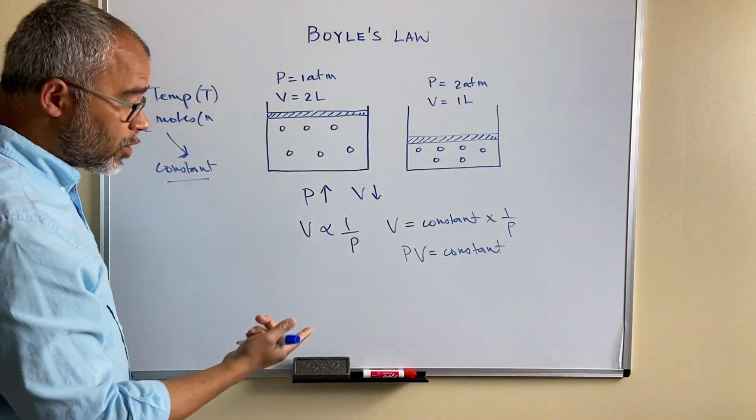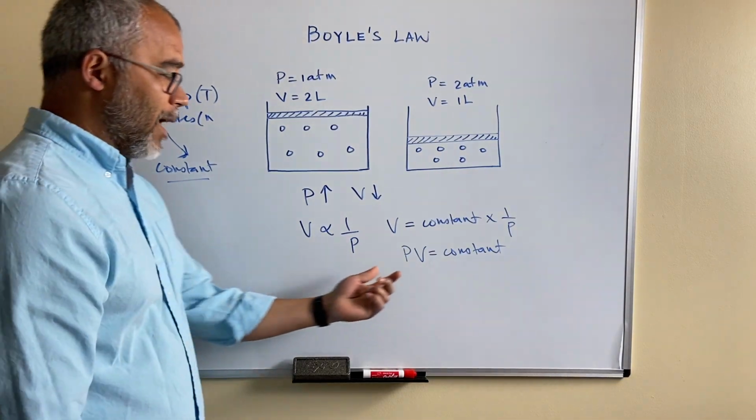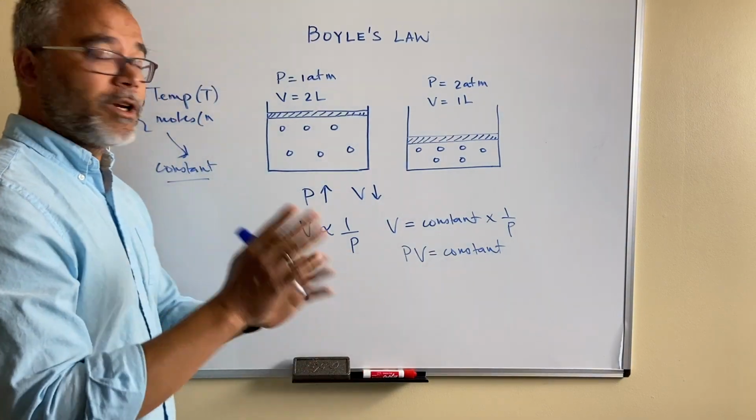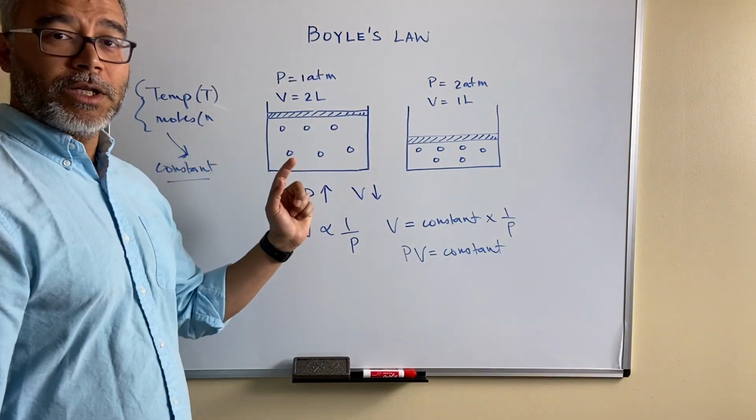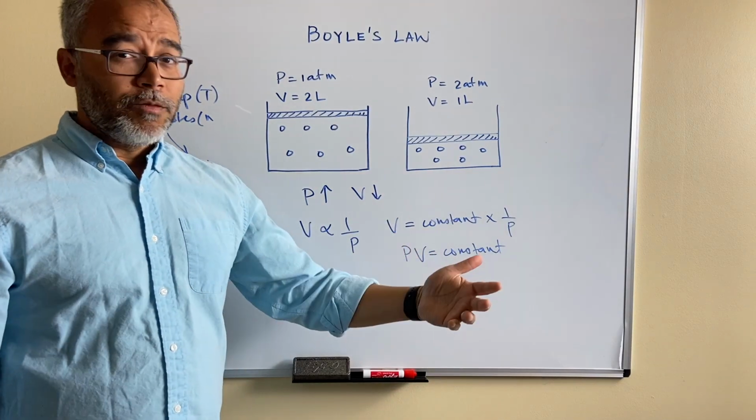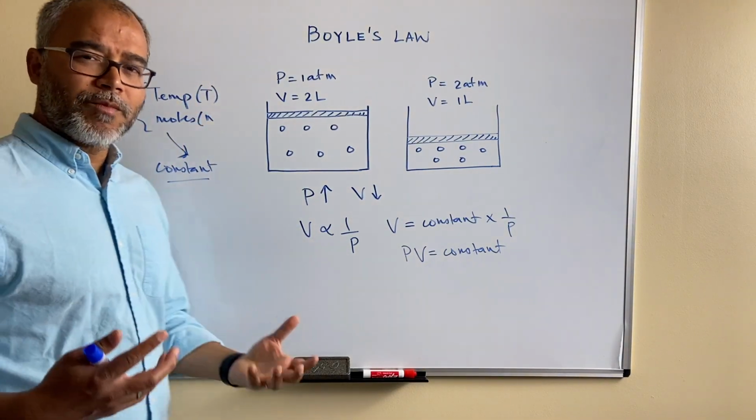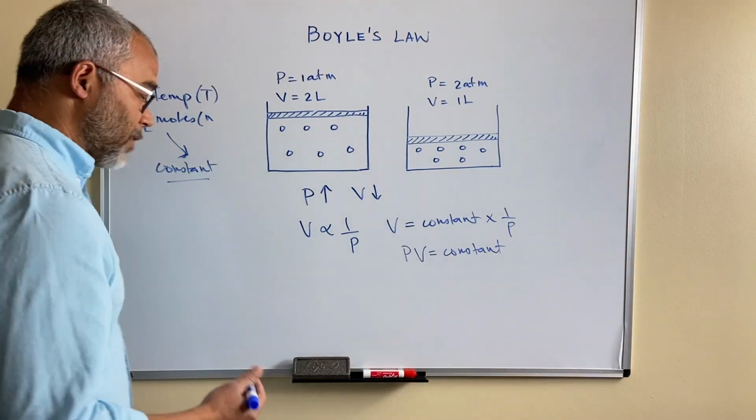Now, the utility of Boyle's law, and the utility of having this equal to a constant, is that if you have two different conditions, just like we saw in this diagram, you have a gas at a certain condition, you change the pressure, the volume changes. If you know 3 variables, you can solve for the 4th. And that's typically the type of problems you'll see with respect to Boyle's law.